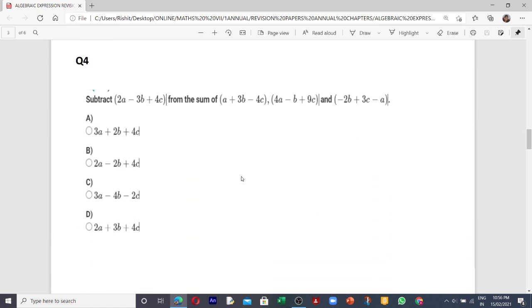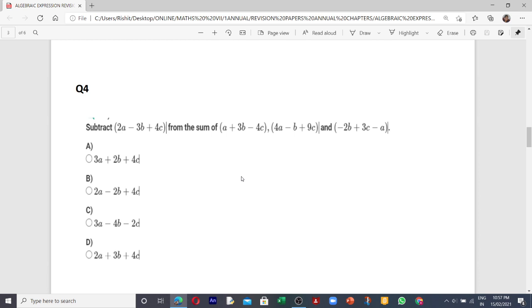It's question number 4. Subtract 2a minus 3b plus 4c from the sum of a plus 3b minus 4c, 4a minus b plus 9c and minus 2b plus 3c minus a. Subtract this from the sum of these three. Okay, we have already done such types of questions in the class revision. So do it, children, do it fast.